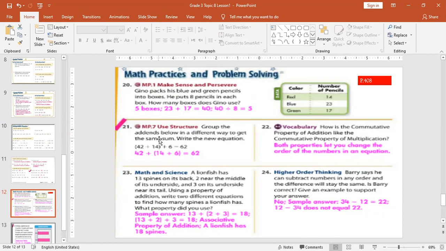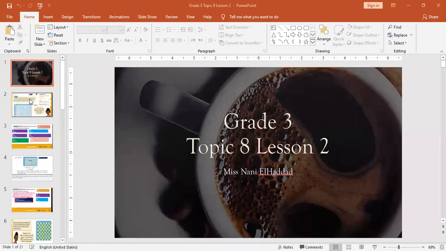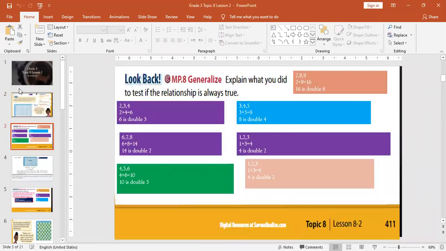Number 21, group the addends below in a different way to get the same sum. Write the new equation. So 42 plus 14 plus 6 equals 62. So that's the new equation. So only these examples I want you to study very well from here. And let's go to lesson 2, topic 8. So I will share lesson 2, topic 8, page 411.